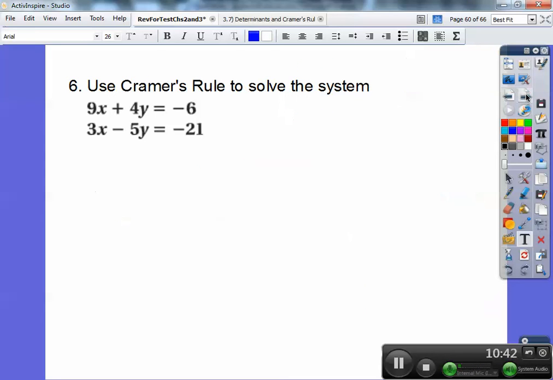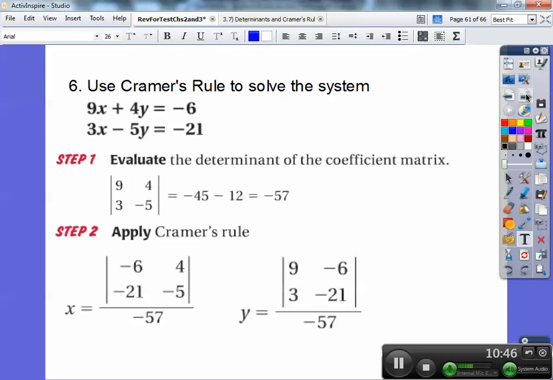Okay. All right, and then so use Cramer's rule to solve this system. Okay, so first we've got to find the determinant. Okay, so the determinant of these coefficients, 9 and 3 and 4 and -5, is -57, and that's what goes underneath your x coordinate and your y coordinate. And notice the x coefficients get replaced with these constant terms right here, and then the y coefficients right here get replaced with these constant terms right here.